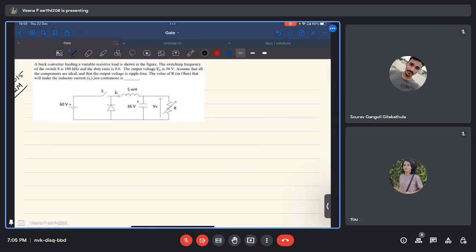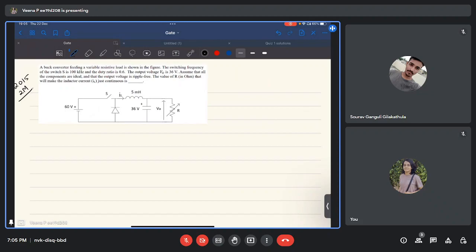The first problem: a buck converter feeding a variable resistive load is shown in the figure. The switching frequency of the switch S is 100 kHz and the duty ratio is 0.6. The output voltage V0 is 36 volt. Assume that all the components are ideal and that the output voltage is ripple free. The value of R that will make the inductor current just continuous is.